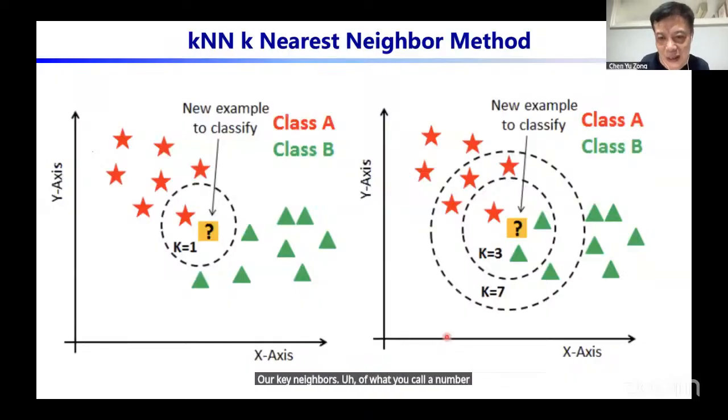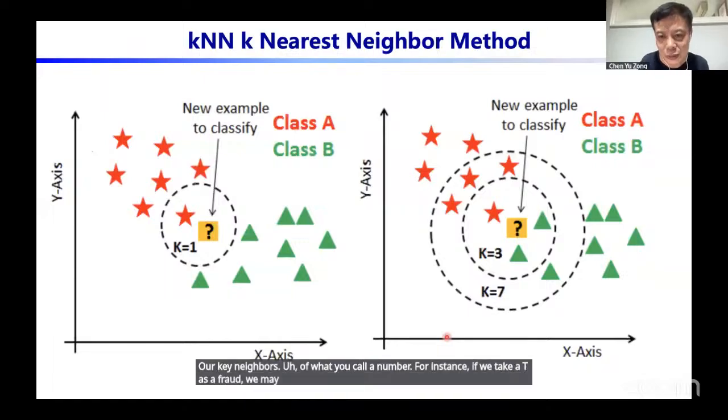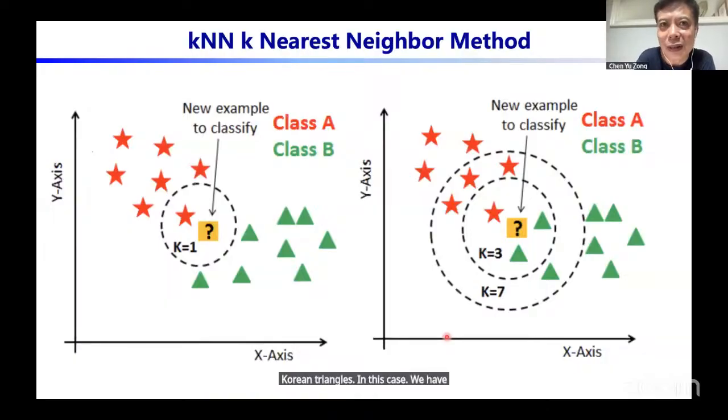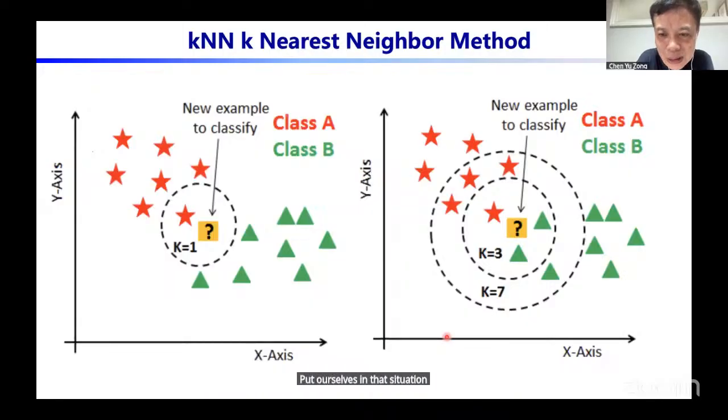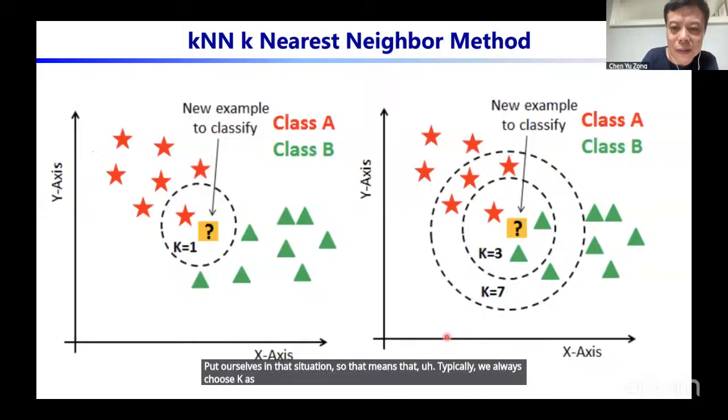For instance, if we take k as 4, we may have 2 red stars and 2 green triangles. In this case, we have some kind of tie in the decision, right? That means indecision. So we should not put ourselves in that situation. That means that typically we always choose k as an odd number: 1, 3, 5, 7, 9, 11, and so on and so forth. So these are the cases.